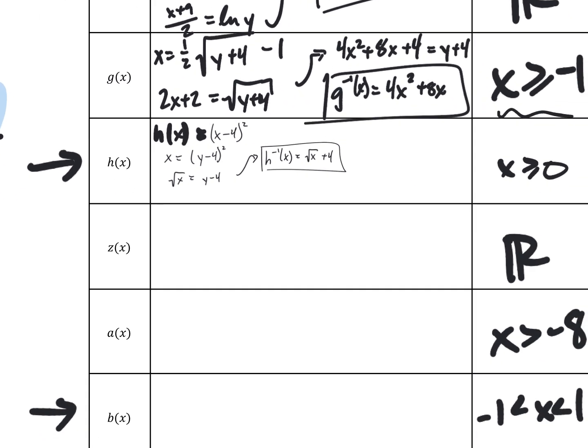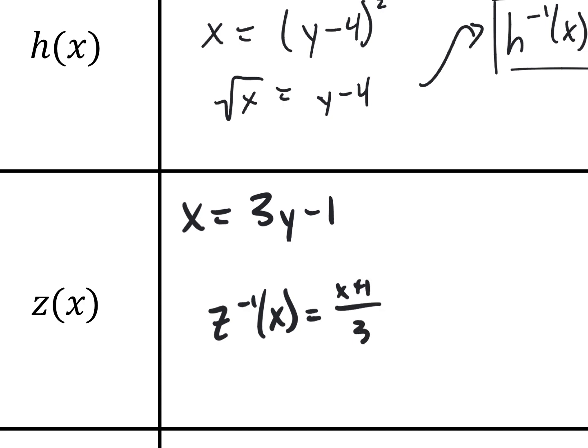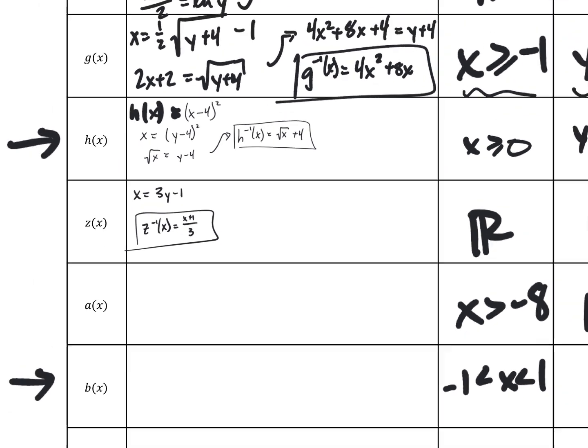Alrighty, z of x is 3x minus 1. So we have to solve x equals 3y minus 1. So we add 1, divide both sides by 3. I get z inverse of x is equal to x plus 1 all divided by 3. Again, it's a line, domain all real numbers, range all real numbers.